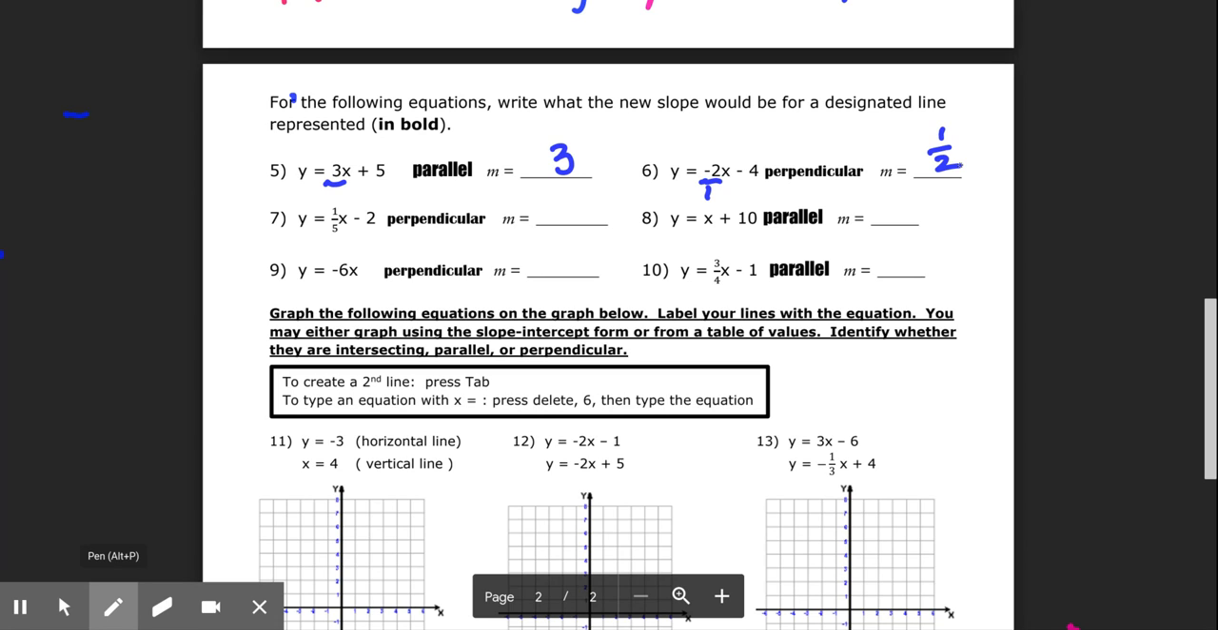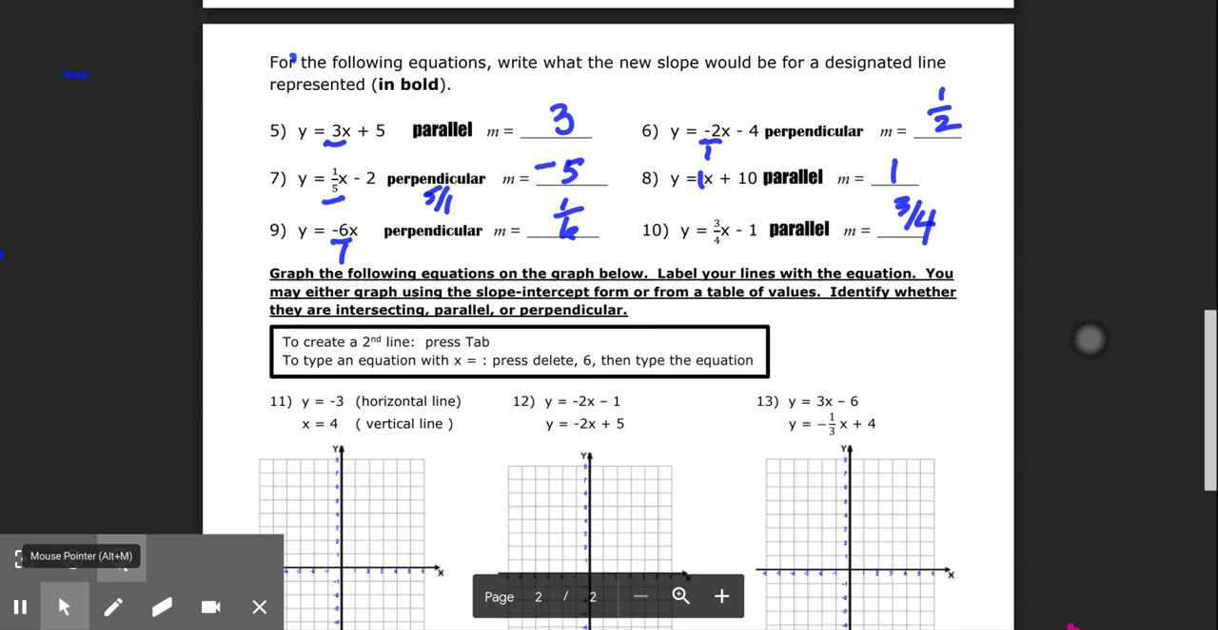Problem 7, we want this to be perpendicular. So you have 1/5, and we're going to flip that. So 1 over 5 would be 5 over 1, and 5 divided by 1 is 5. And since this is a positive to begin with, then we want it to be a negative. Remember, perpendicular is opposite sign and it's flipped. Number 8 is parallel, so the slope here is a 1. They just have to be the same. Number 9 has to be perpendicular, so this is negative 6 over 1. We're going to flip that and make it positive. Number 10, parallel, is going to have the same slope, so it'll be 3/4.